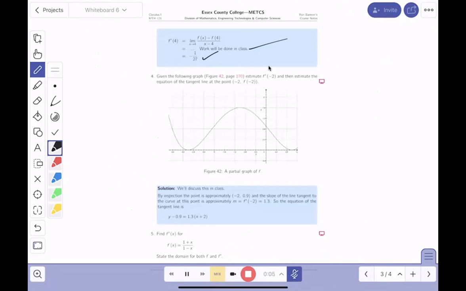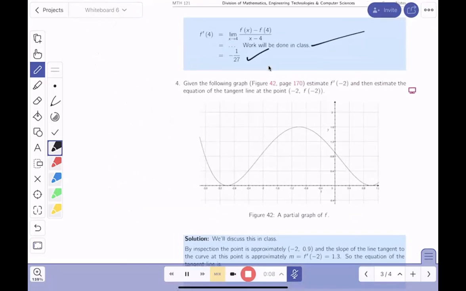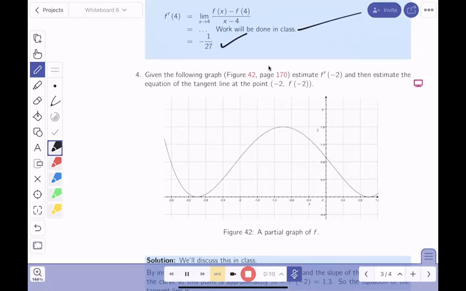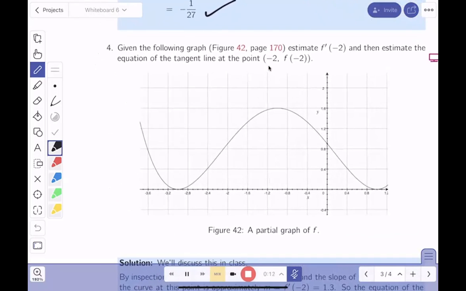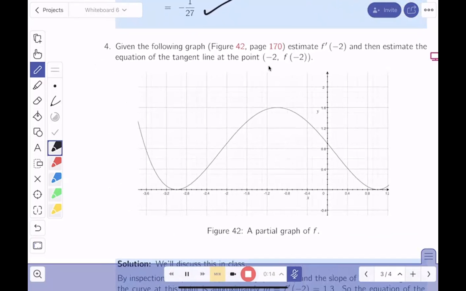I've got to be honest with you about number 4. I don't enjoy these myself, but the bottom line is they do give me a fairly detailed picture. It says, given the following graph, I see it. Now, this is figure 42, by the way. Estimate f prime at -2.